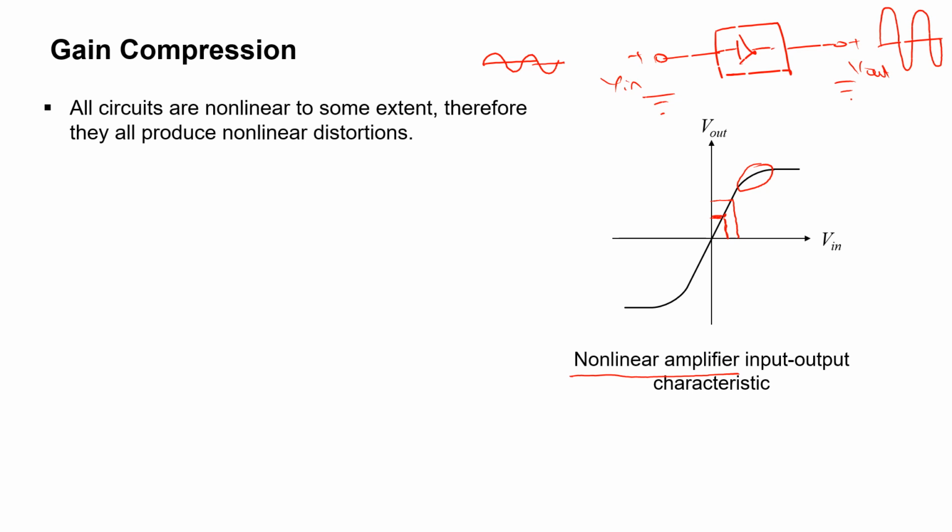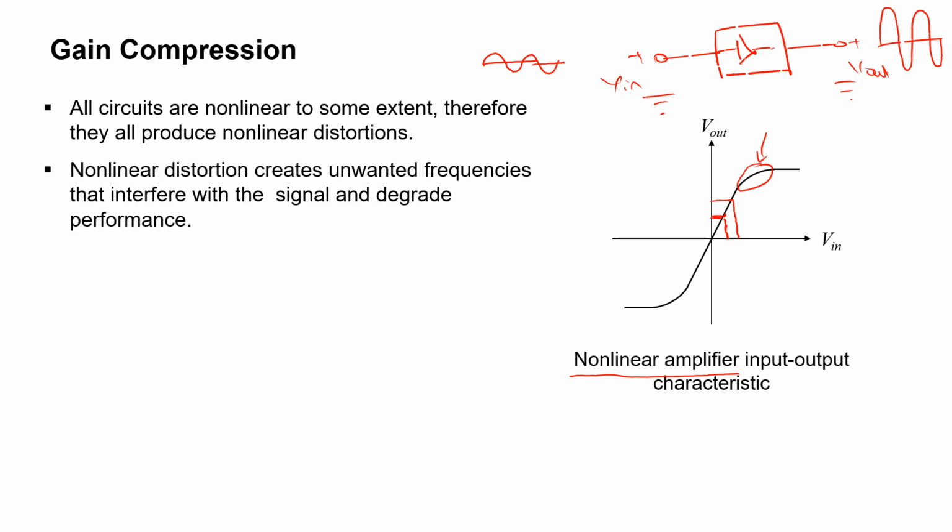All circuits are non-linear to some extent, therefore they all produce non-linear distortion. In real systems, this kind of non-linear behavior is catastrophic for my system to work. Non-linear distortion creates unwanted frequencies that interfere with the signal and degrade the performance. For example, if I have non-linearity in multiple amplifiers used to define my signal, there is a possibility that they are going to create interference for a neighboring signal that I want to transmit through the same device but using a slightly different frequency or channel.